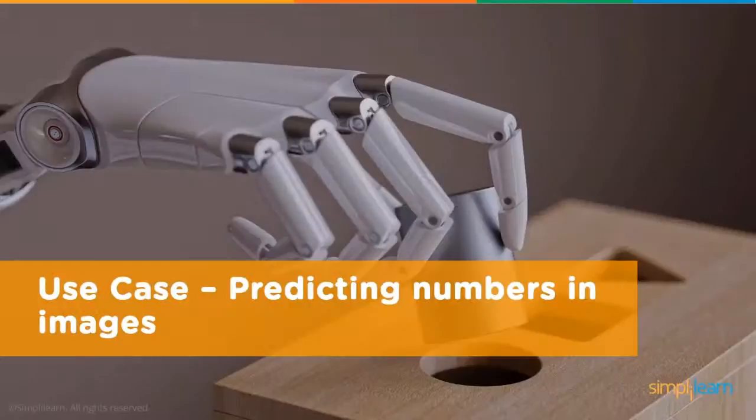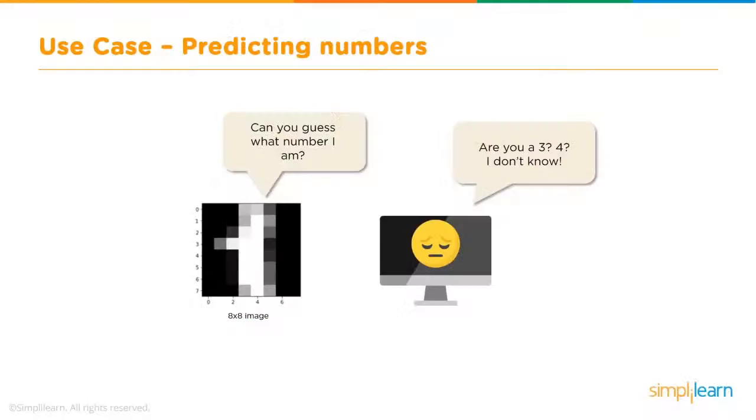Alright, now finally let's take an example and see how we can apply logistic regression to predict the number that is shown in the image. So this is actually a live demo. I will take you into Jupyter Notebook and show the code. But before that, let me take you through a couple of slides to explain what we are trying to do.